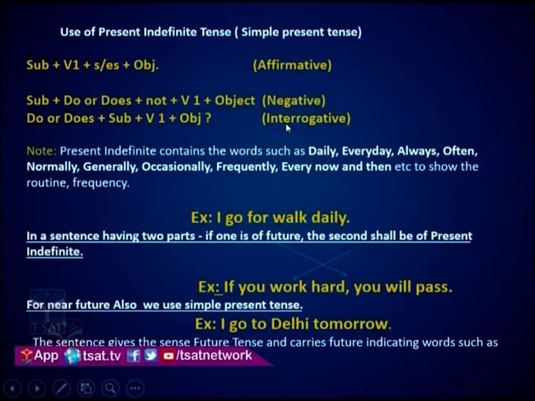Always remember that present indefinite or simple present tense contains words such as daily, everyday, always, often, normally, generally, occasionally, frequently, every now and then, etc., to show routine or frequency. So if these words are used in a sentence, you can easily identify that the sentence is in present tense. Daily, everyday, always, often, normally, generally: these are the clues or keywords with which you can identify the tense of the sentence.